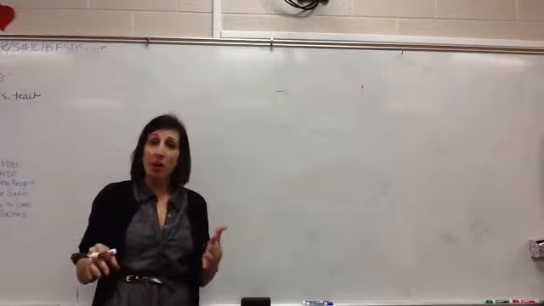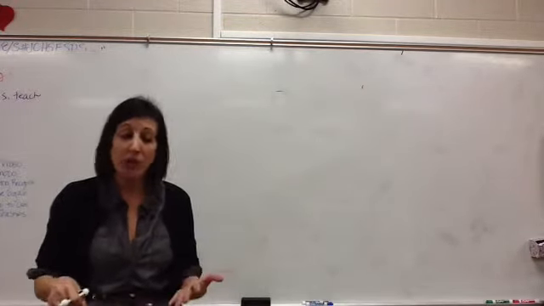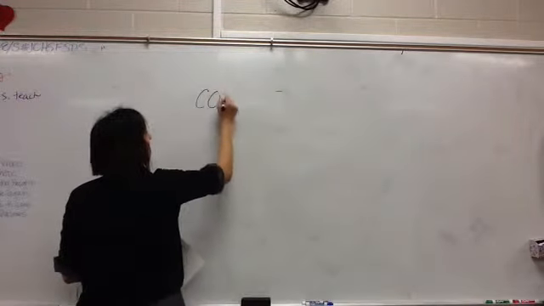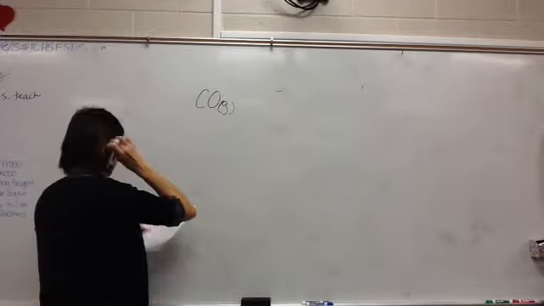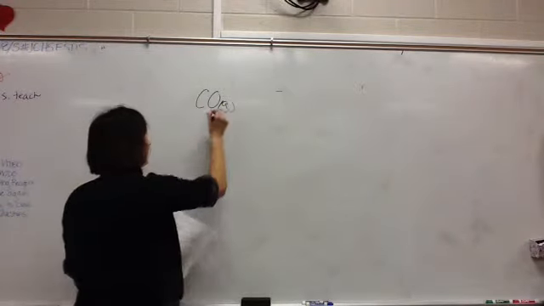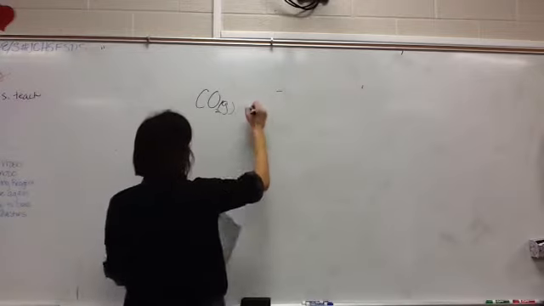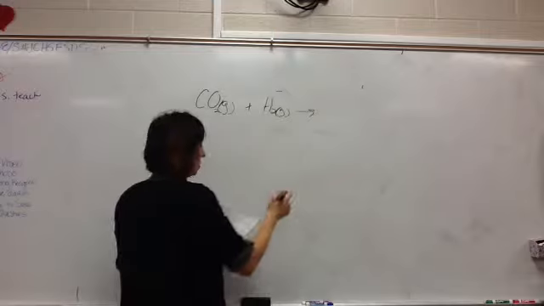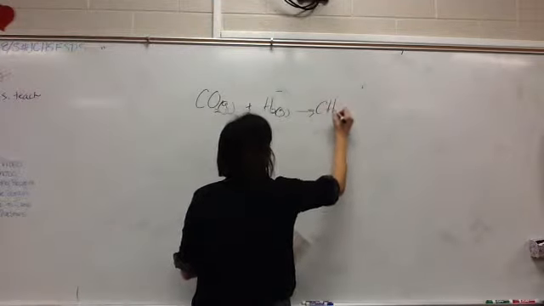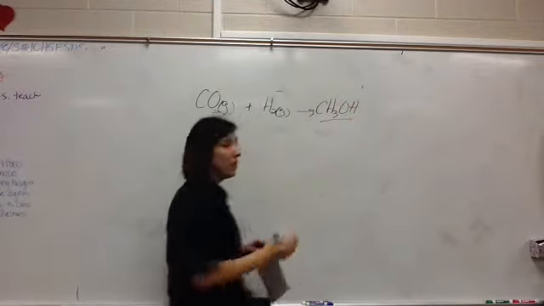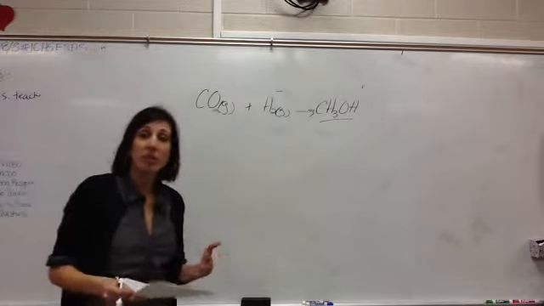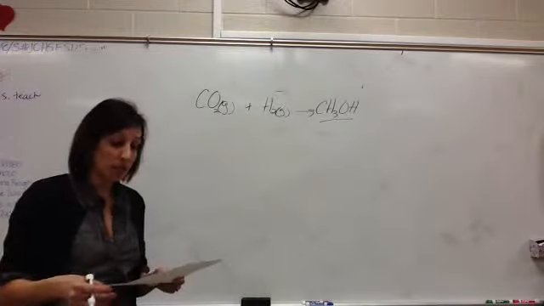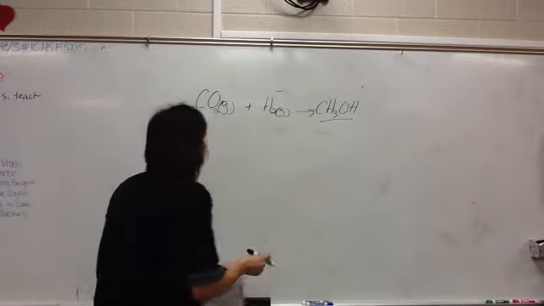Methanol is the simplest of alcohols. It's made between carbon monoxide and hydrogen. Carbon monoxide is a gas, plus hydrogen, yields CH3OH. This is methanol. We want to know what is going to be the limiting reagent when we have 500 moles of carbon monoxide as well as 750 moles of hydrogen gas.